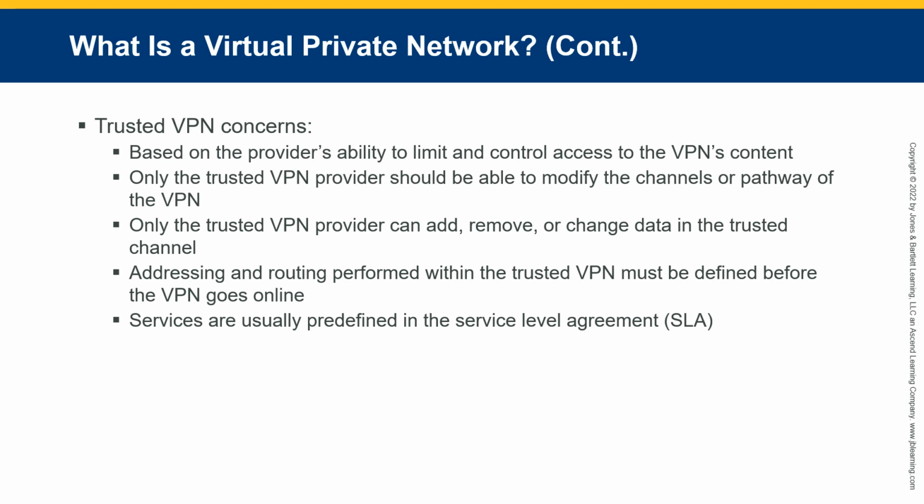Addressing and routing performed within the trusted VPN must be defined before the VPN goes online. As you're connecting and establishing, a route table is exchanged, which gives the client the local routes. It sends route information to the client and tells it what networks it's able to connect to via that VPN. Those are added to a route table with the VPN interface as the gateway. So that's how that works there.